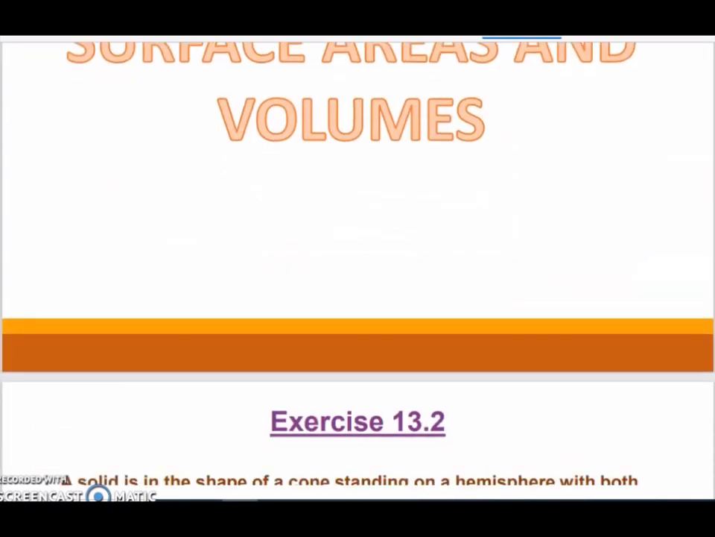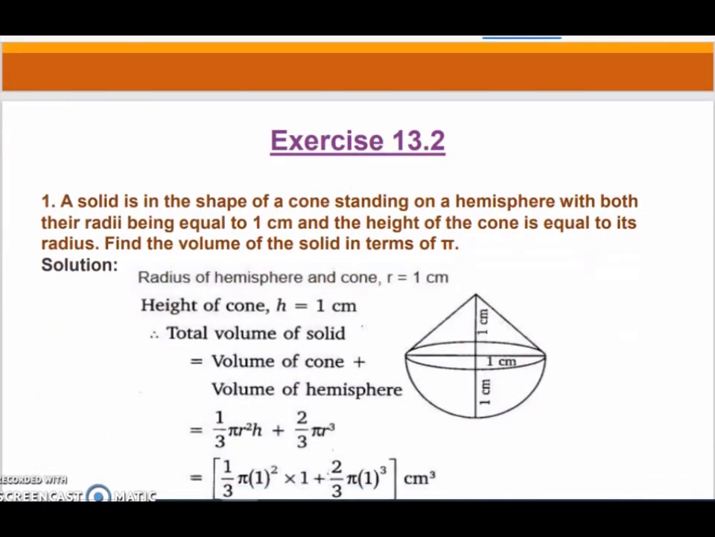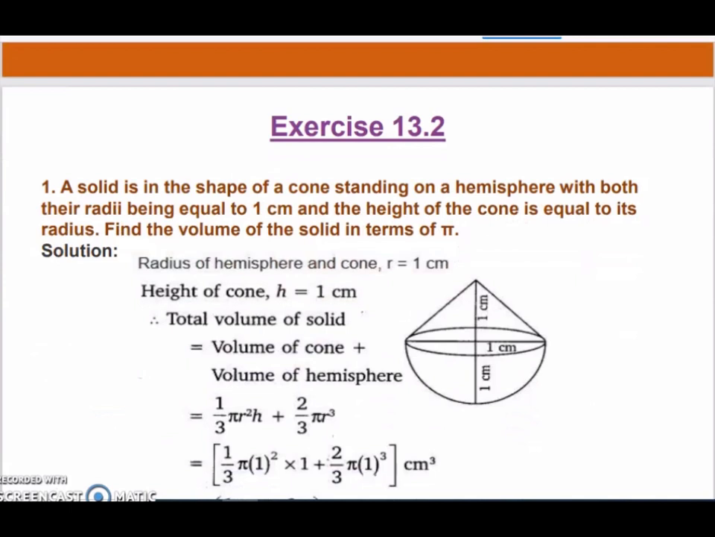So we'll continue with surface area and volume and start with exercise 13.2 now. So the first question is, a solid is in the shape of a cone standing on a hemisphere. So there's a hemisphere and on top of that there is a cone with both the radii being equal to 1 centimeter. The height of the cone is equal to its radius. So that means height is also 1 centimeter. You have to find the volume of this solid in terms of pi.